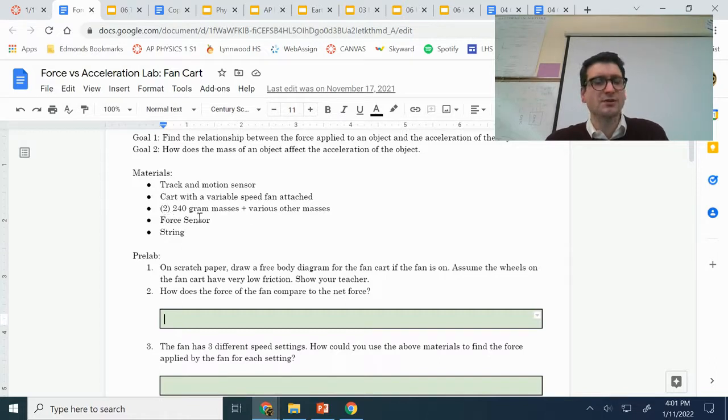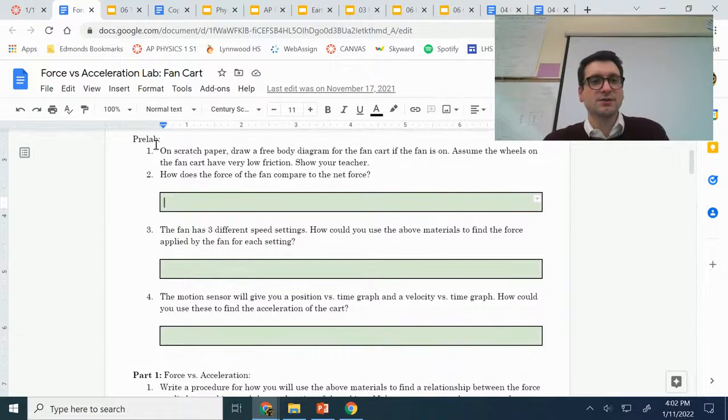And then you also get a force sensor. This is a new piece of equipment that you haven't seen before. It's basically a little black box that's on the end of the track, and it's got a little hook on it, and you can hook something on it, like a piece of string, and it will tell you how many newtons you are pushing or pulling that hook with. And then you also get some string. So those are the materials that are available to you.